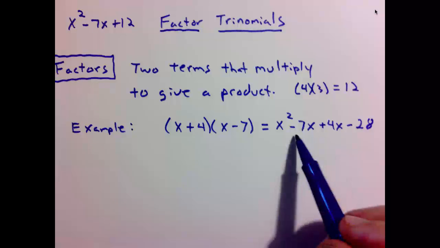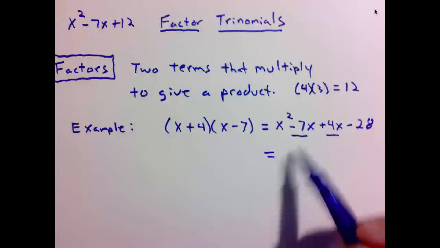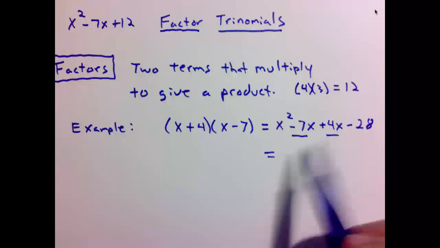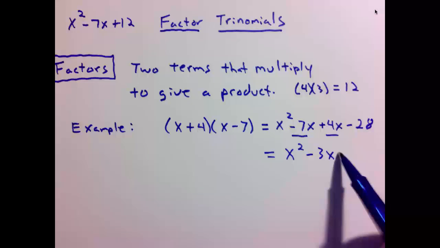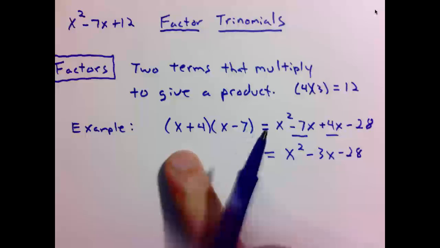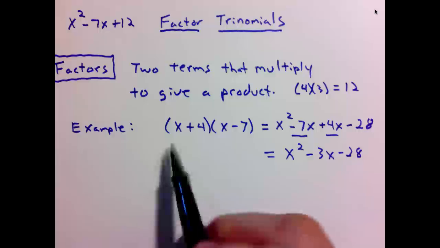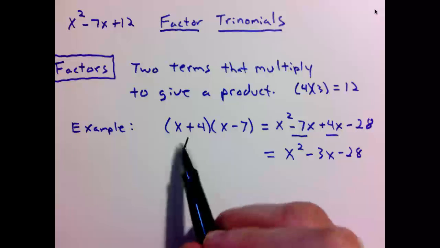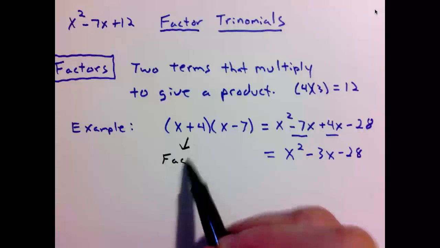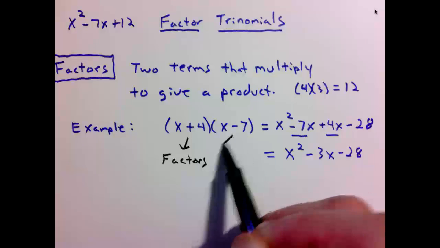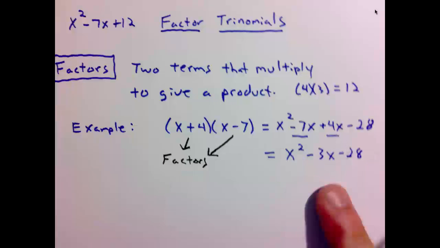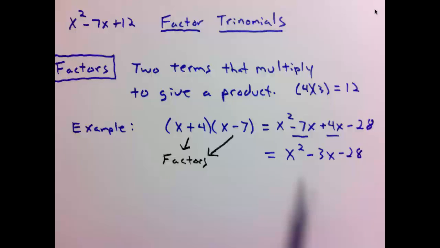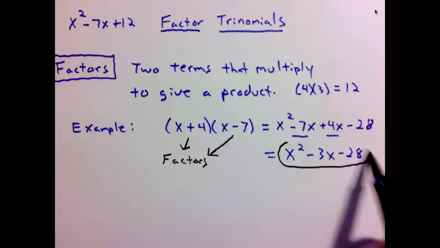Lastly, we can combine these two like terms. Minus 7x plus 4x is a minus 3x. So we have x squared minus 3x minus 28. X plus 4 and x minus 7, these are factors. We multiplied these two expressions together to get this trinomial expression on the right side. This is the product.